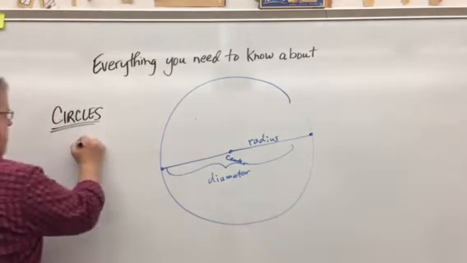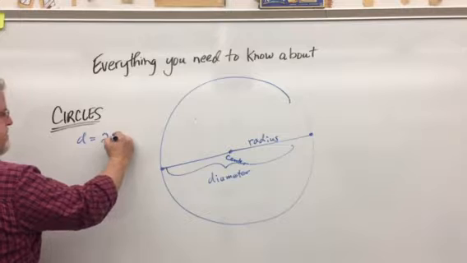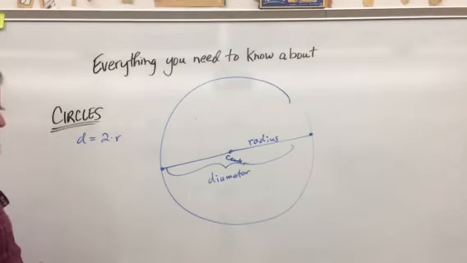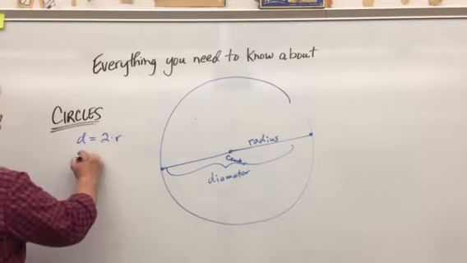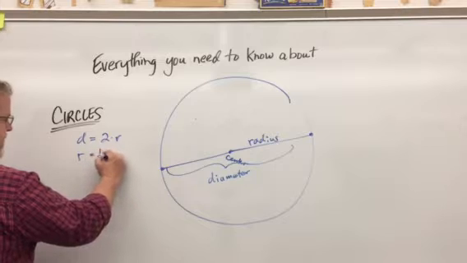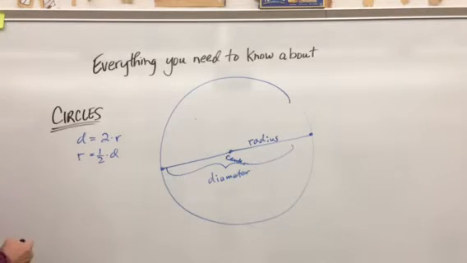So a diameter is equal to 2 radii. So 2 times the radius equals the diameter. Or the radius is equal to 1/2 times the diameter.